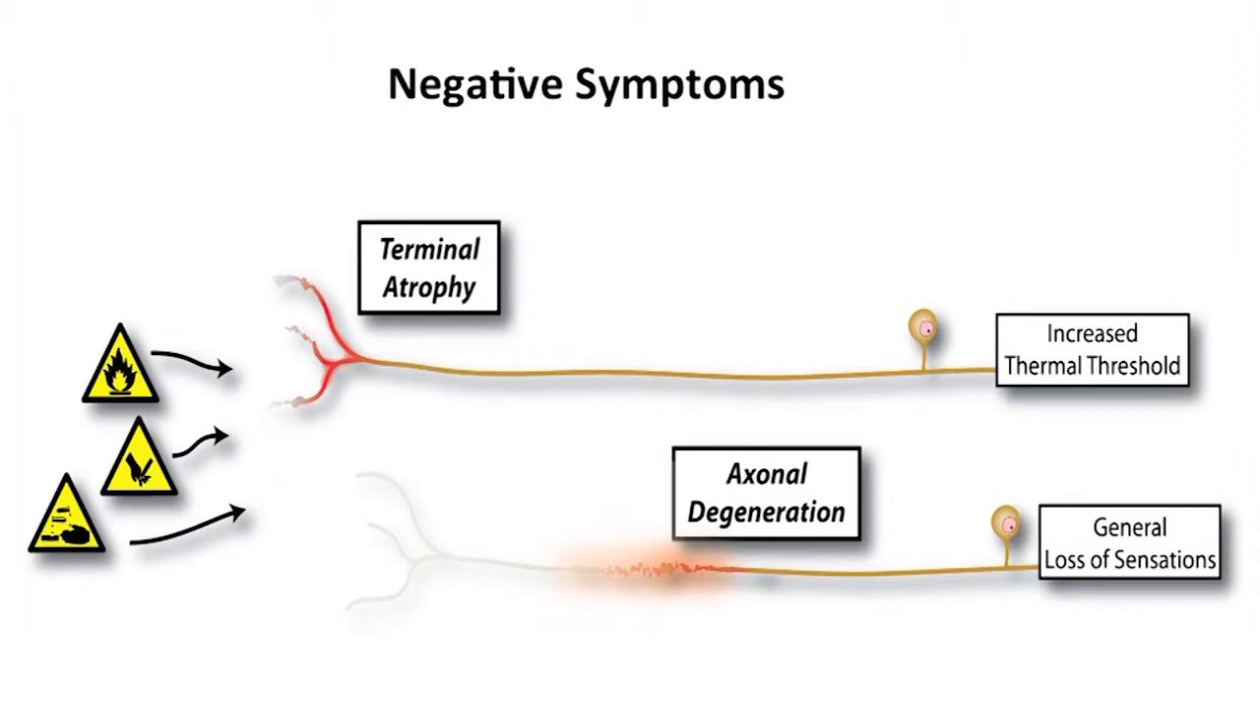So in the case of terminal atrophy in patients with peripheral neuropathy, there may be an increase in the threshold to evoke a heat pain response.